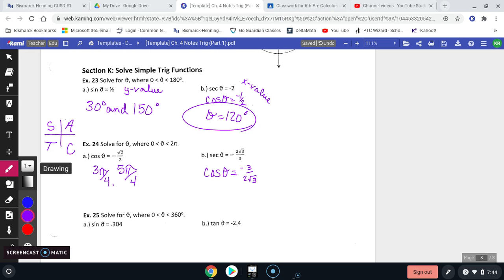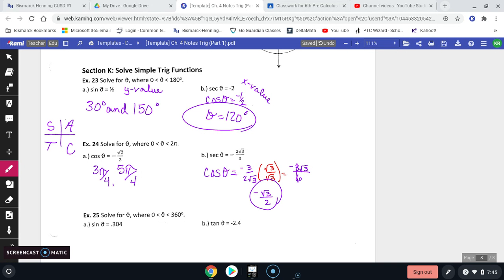So what I can do here is I can rationalize this and go root 3 over root 3. And then when I simplify, I'll have some reducing. So negative 3 root 3 over, this would be 6. So if I simplify that, I get negative root 3 over 2. So that's actually what I'm going to look for. I'm going to look for the negative root 3 over 2.